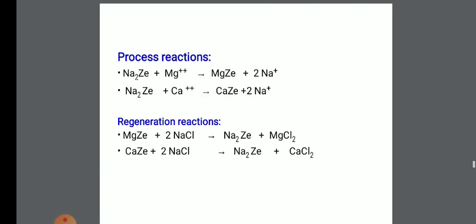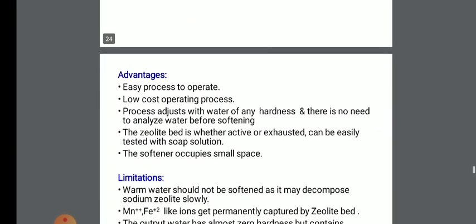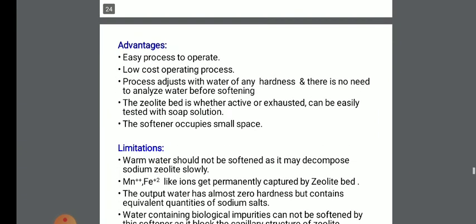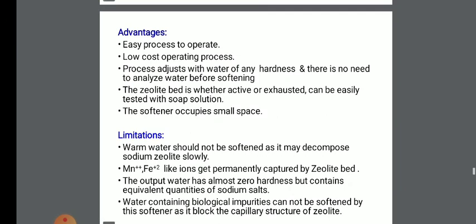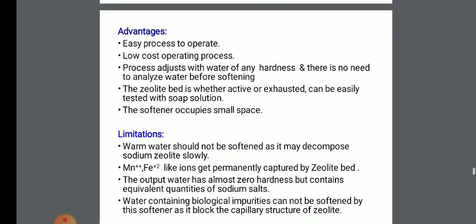Next, about the advantages. So what are the advantages? This is a very easy process to operate, a low cost operating process. Next, the process adjusts with water of any hardness, and there is no need to analyze the water before softening. Whether the zeolite bed is active or exhausted can be easily tested with the soap solution. The softener occupies a small space. On saturation, regeneration can easily occur by using the NaCl solution.